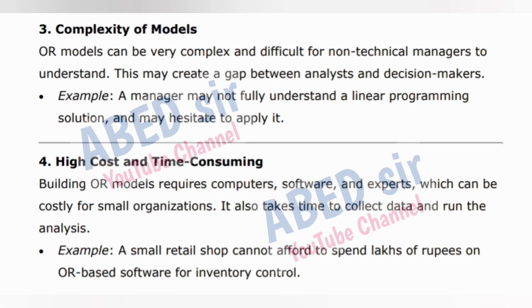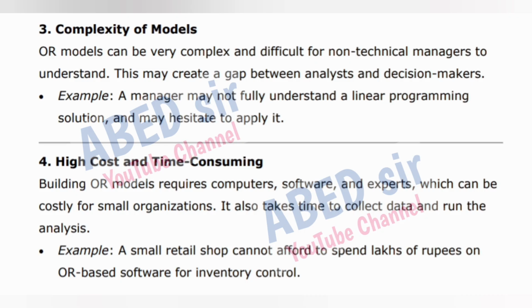3. Complexity of models. OR models can be very complex and difficult for non-technical managers to understand. This may create a gap between analysts and decision-makers. Example, a manager may not fully understand a linear programming solution and may hesitate to apply it.